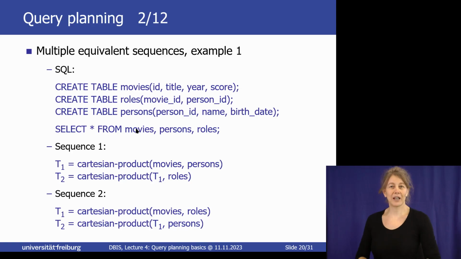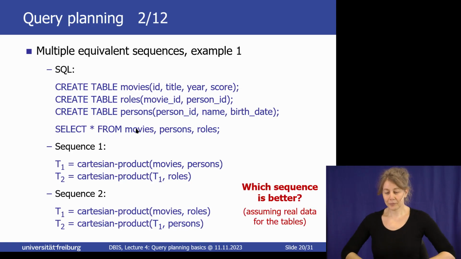Which one would you take? Yes? I think the idea is to get the tables small as soon as possible. If the first thing you do is join 2 large tables, you get a lot of memory usage. So I guess there are more persons than movies. So you probably should take movies, and probably there are more roles than persons, because a person can play multiple movies. So I guess sequence 1.